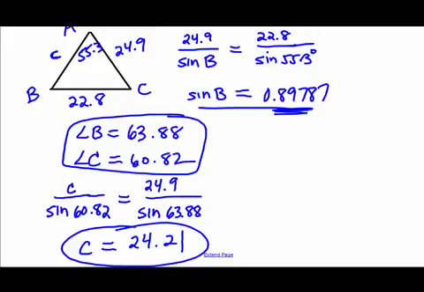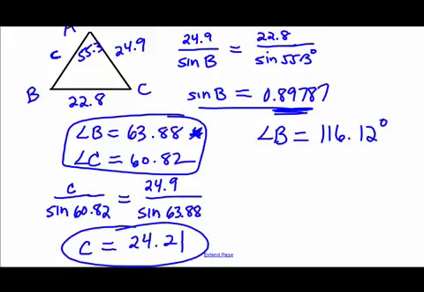You found the quadrant 1 reference angle right here. So if you take 180 minus that angle, you'll get the other one. So there's actually two possible triangles involved here. Your other possibility is that angle B is equal to 116.12 degrees.